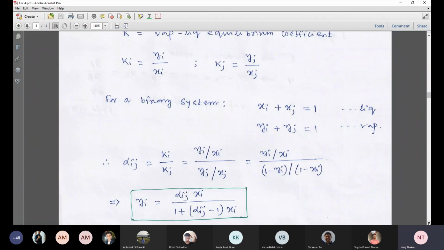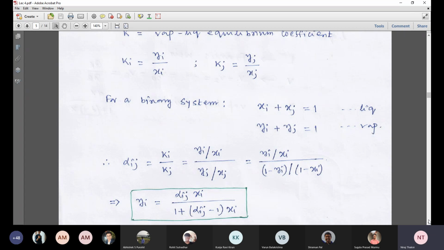Is this equation correct? Anyone can confirm me? Three 0019 Sasank Gautam. Yes, sir. Is this correct? Yes. Or you did not get yet? Right. I get. Right. Okay.